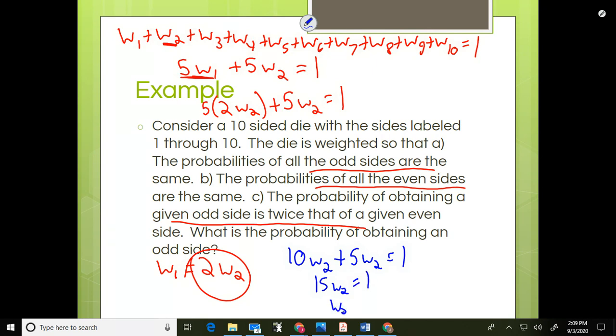Divide by 15, so W2 would be 1 over 15. So probability of even is 1 out of 15. Okay, make sure though, answer the question. The question is not even, it's odd. So if even is 1 out of 15, right, you can either use what we did here, or go back and look at the explanation. Odd is twice even, so if even is 1/15, that means the odd would be 2/15.